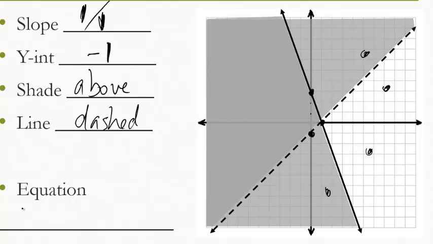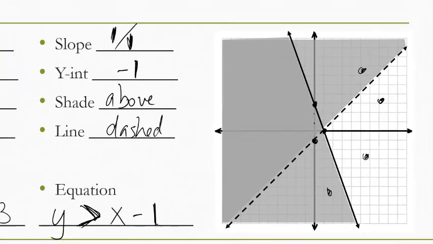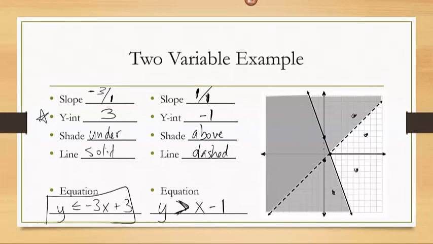So now let's write our equation. We're going to have y, and since we have above, that'll be greater than, and since it's dashed, there's no equal to, so it'll just be a greater than sign. Greater than 1x, so it'll just be x minus 1. And there are our 2 equations right here and right here.